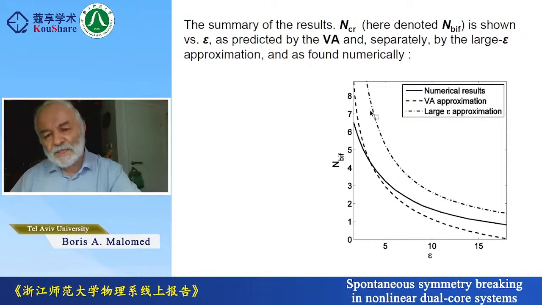However, we have another analytical approximation, which I mentioned, for large values of epsilon. We see that when epsilon is not very large, this approximation is quite inaccurate, but as we increase epsilon, gradually this large epsilon approximation becomes closer to the numerical result, and therefore it becomes usable for really very large values of epsilon.